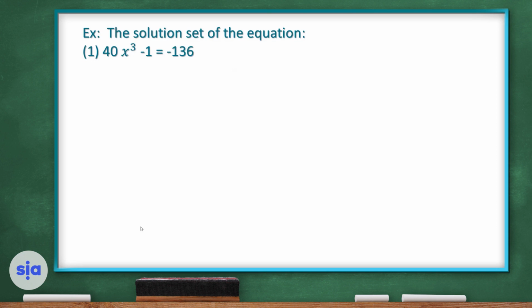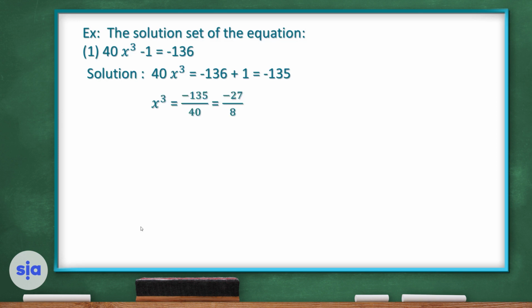Another example, the question is asking us to find the solution set of this equation. The equation is 40x to the power of 3 minus 1 equals negative 136. For us to start solving this, we need to isolate the numbers on one side and the variables on the other side. So here, we're going to move the negative 1 to the other side as a plus 1. Then 40x cubed equals negative 135. Then x cubed equals negative 135 over 40, which is negative 27 over 8.